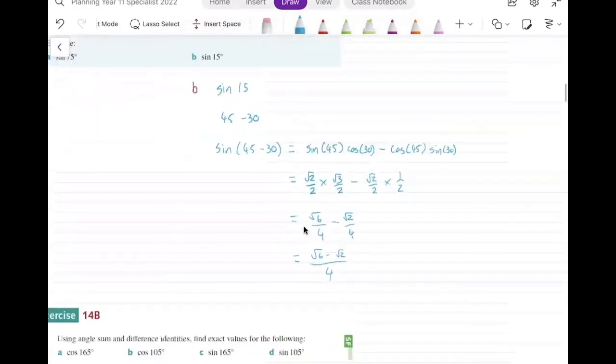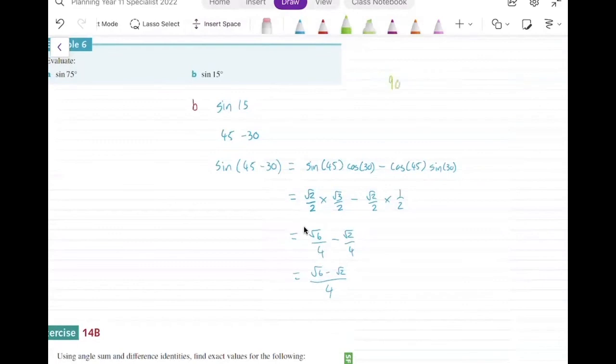Hopefully a little light bulb went off when we think of complementary angles. If I have 90 minus 15, that equals 75. So sine 15 should be equivalent to cos 75 because they're complementary angles, if we remind ourselves back to chapter 13B. Hopefully this all makes a little bit of sense.